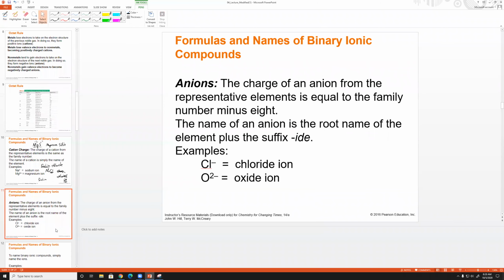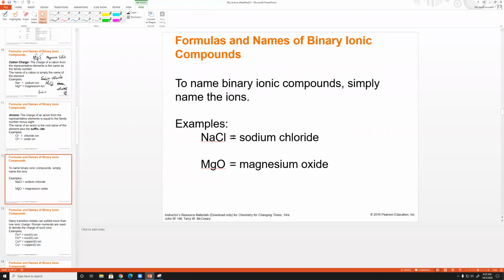Okay. So let's talk about the anion. So basically what I just talked about is that the anion has the root name of the element plus the IDE ending. That's important. And keep in mind, this is only for ionic bonds. We didn't touch covalent bonds yet. That's the other type of bond, but they're easier to name. And then for oxygen, you'd have a -2. It's an oxide ion. For chlorine, it would be -1. Doesn't matter. It's still chloride.